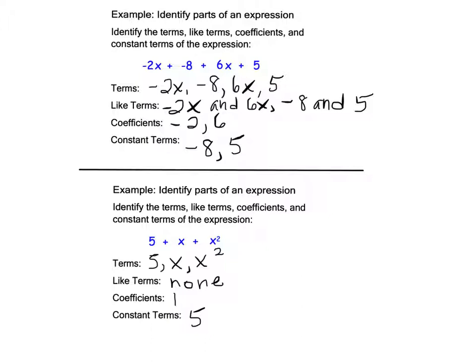You do have coefficients here. No numbers are written before these two variables, and that means that there is really a number 1 there. So whenever you see a variable with no number written before it, it is understood to have a 1. The constant term is 5.